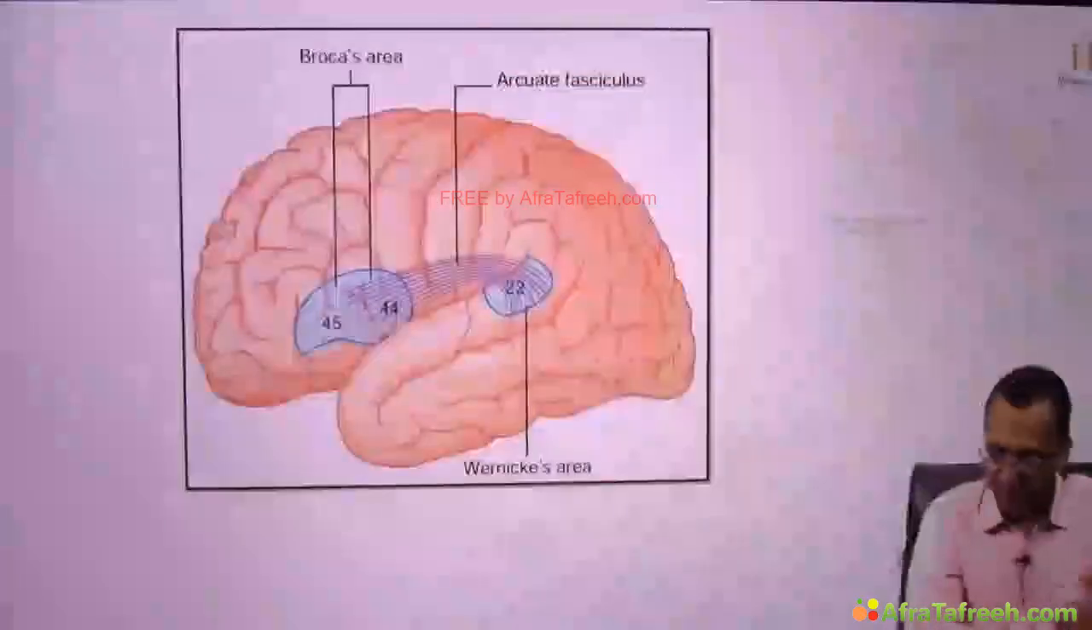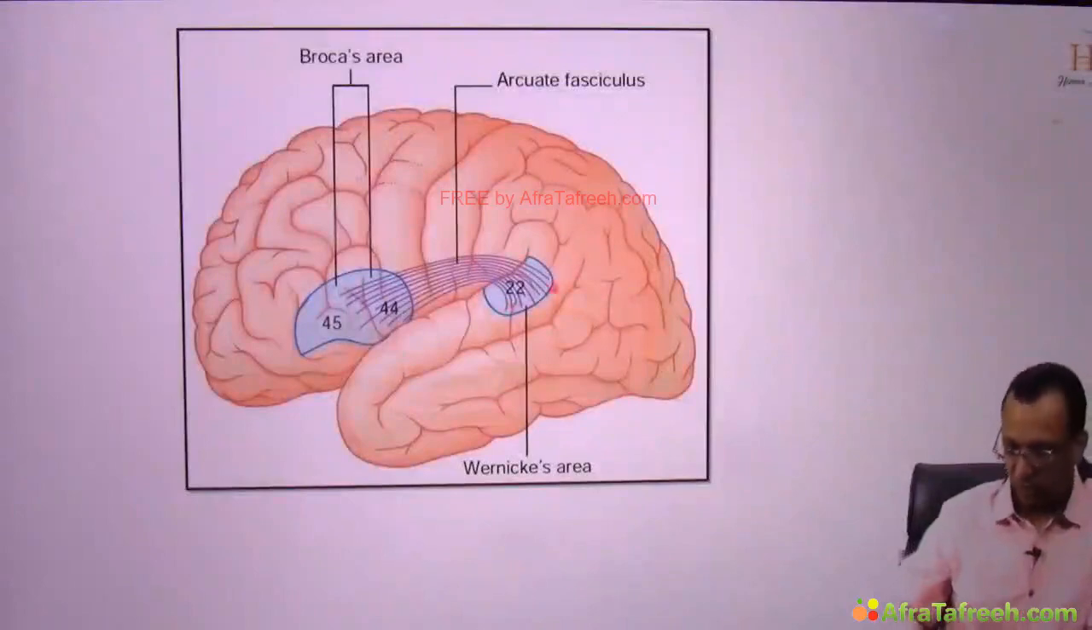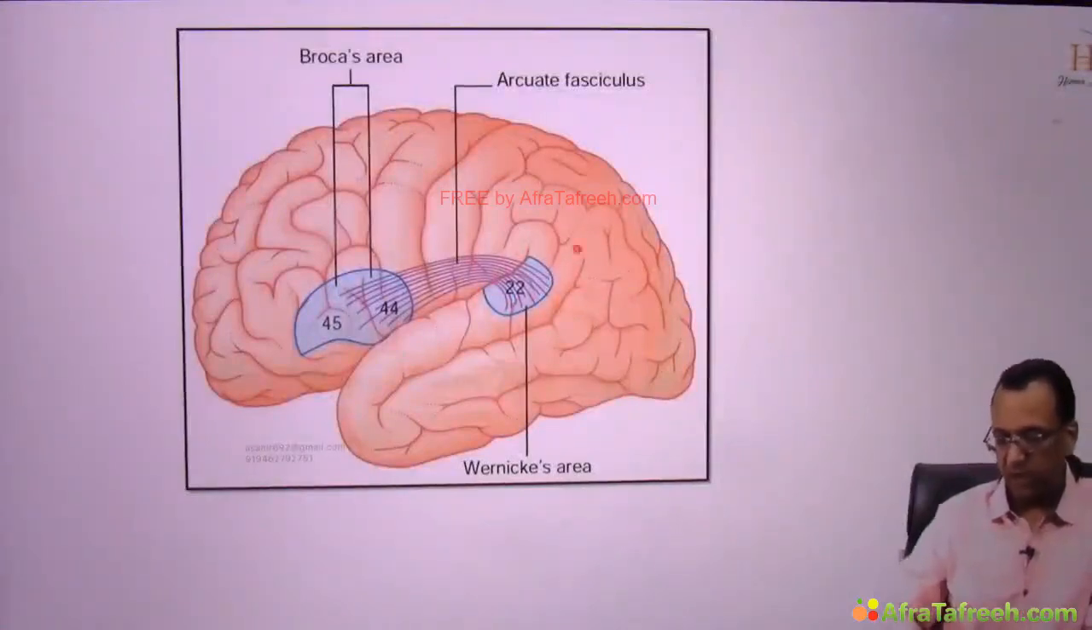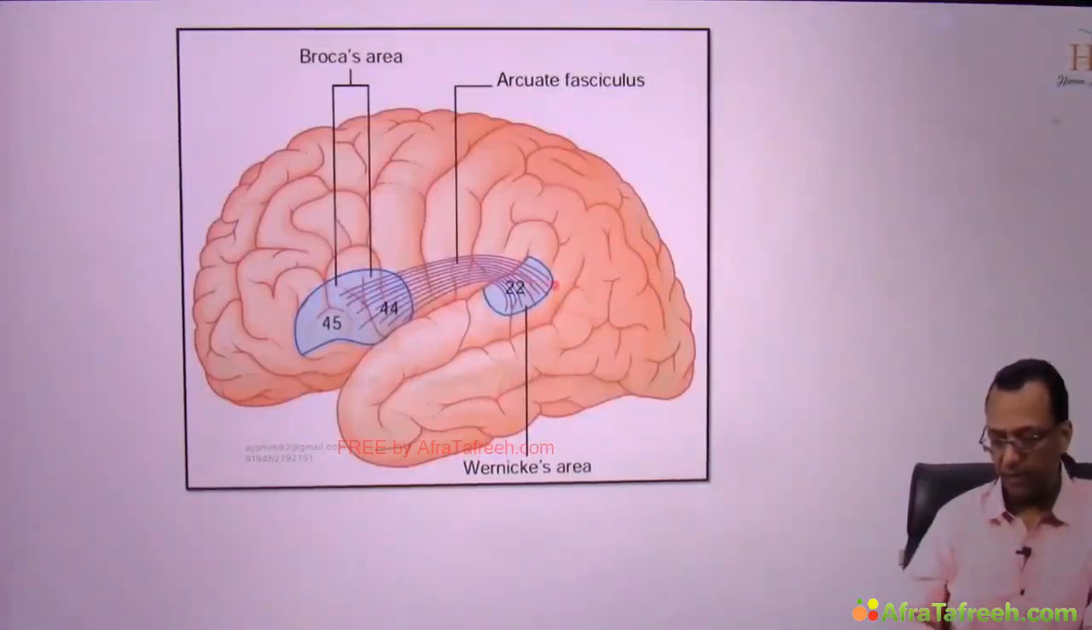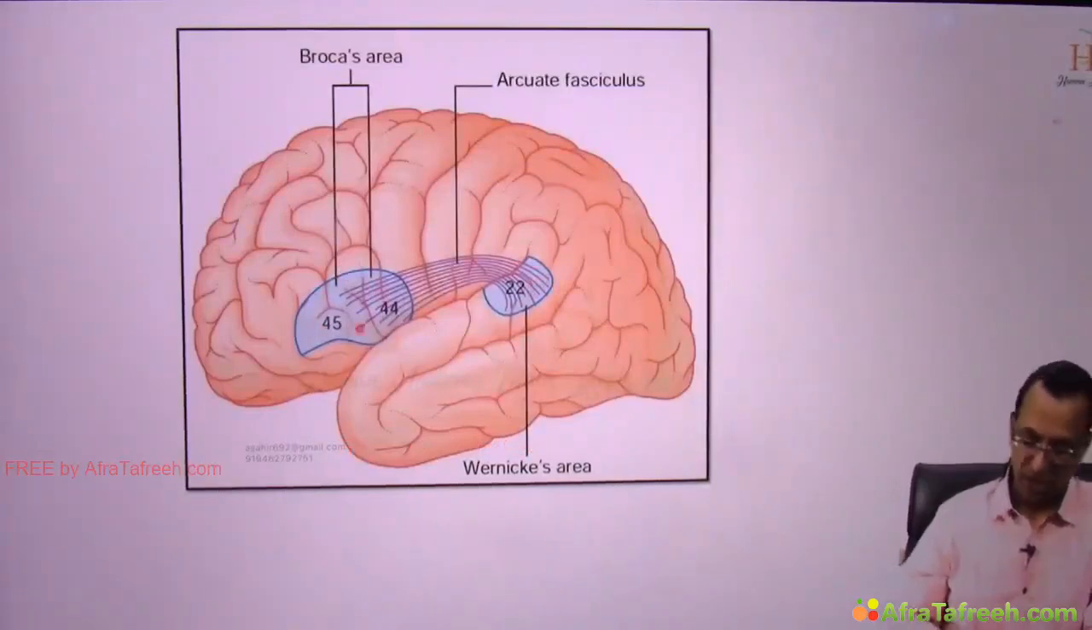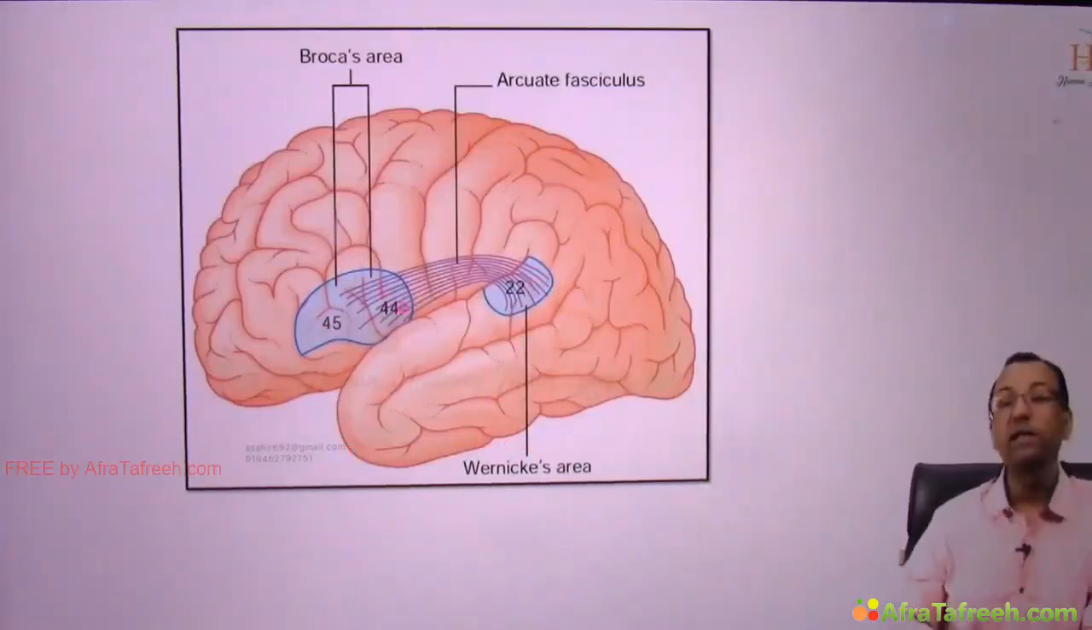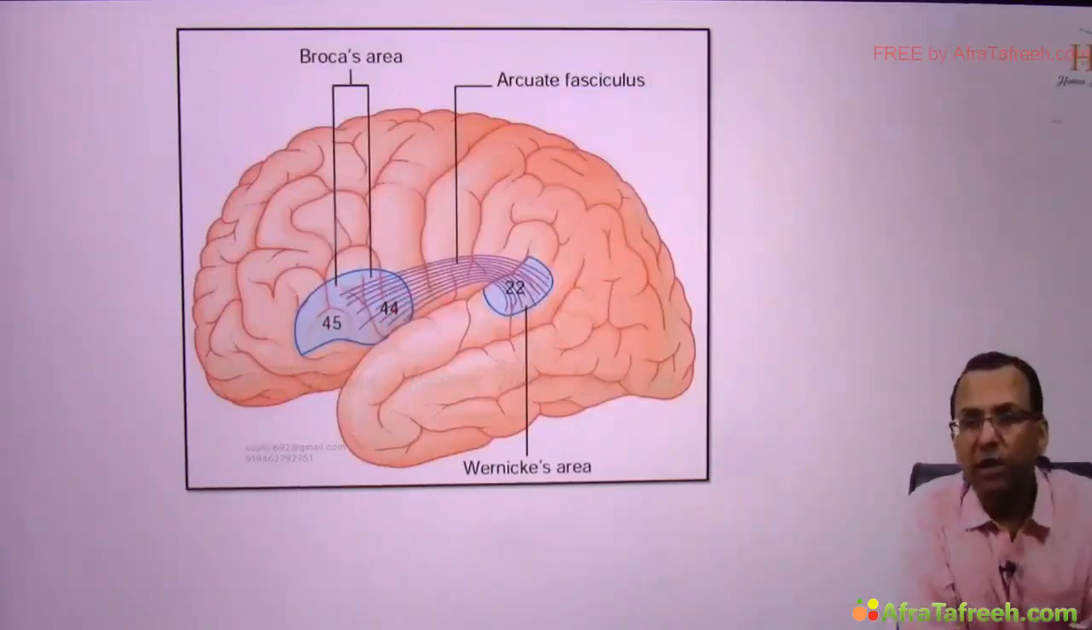So what happens is that the patient has to understand what is written. Anatomy. He has to understand it by Wernicke's sensory speech area, and then he'll use the arcuate fasciculus to communicate it with Broca's motor speech area, and then he will be articulating with the speech muscles and speak out anatomy. Doctor, you have written anatomy.